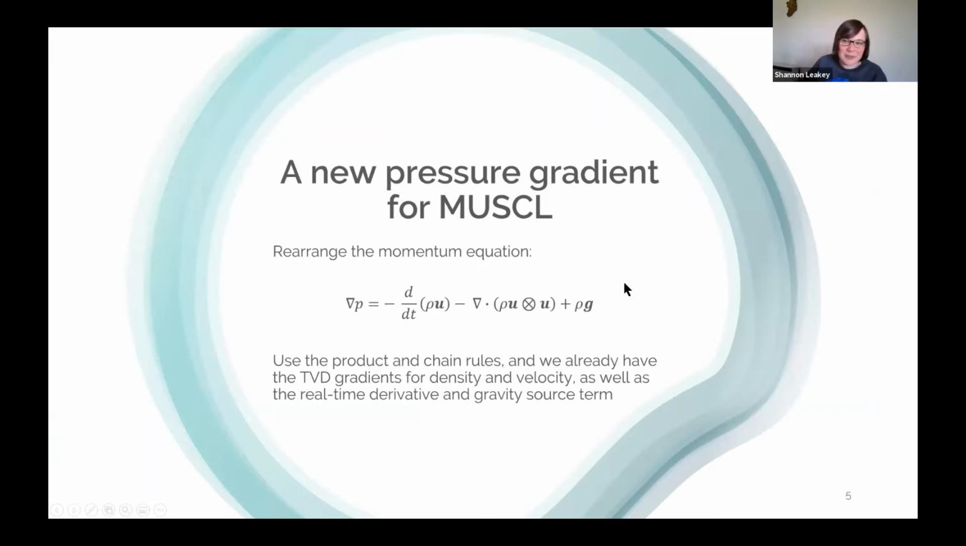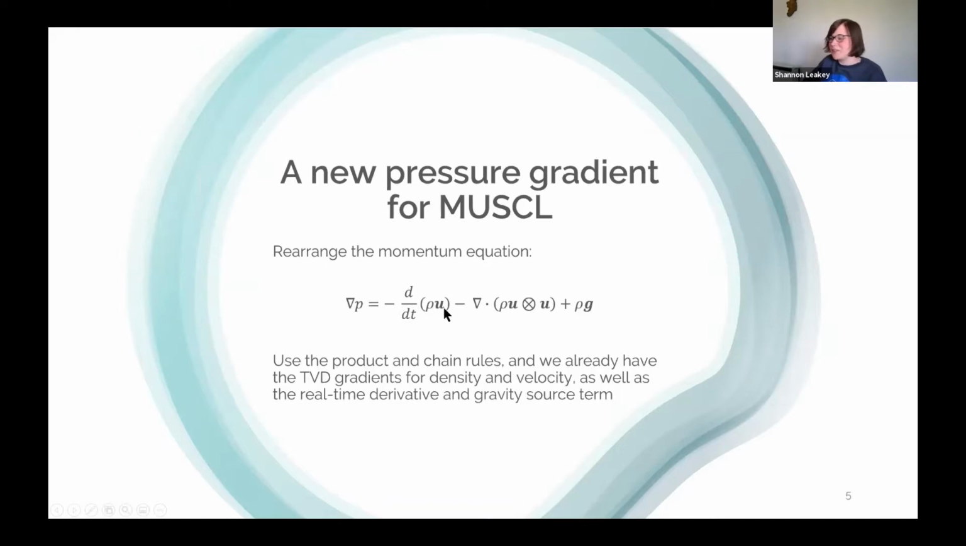That's at the incompressible limit. And then the real-time term is actually treated as a source term. So I already have this term. You can just expand it using the product and chain rules to get a bunch of gradients of density and velocity. And then I just substitute in the TVD gradients for density and velocity.